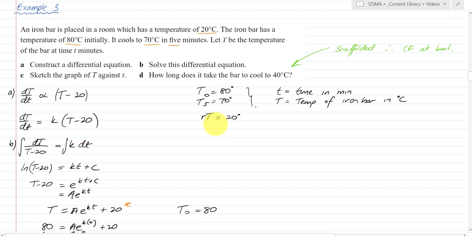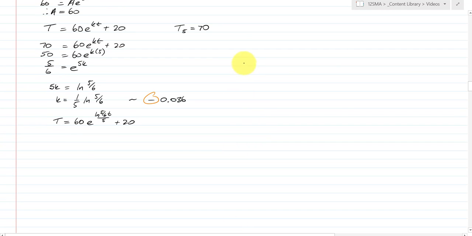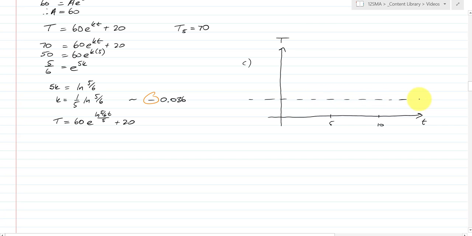Part C, sketch a graph of T against t. I won't go into a lot of detail here, but I'll just pop part C over here. The graph is going to look pretty standard. I'll make sure I've got all 4 quadrants, but I don't need them in this case. This is my temperature, and this is my time. I know something about 5, so I'll put that there. 10. I know that my asymptote is here at 20. Let's see if my scale is 2, 4, 6. And I know that I start at 80.